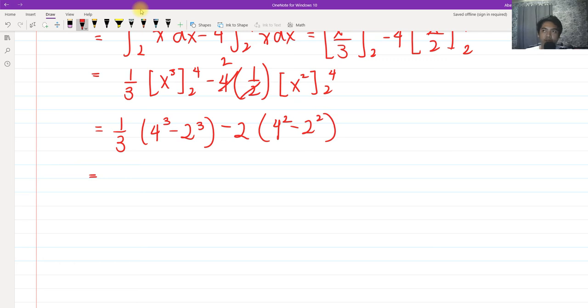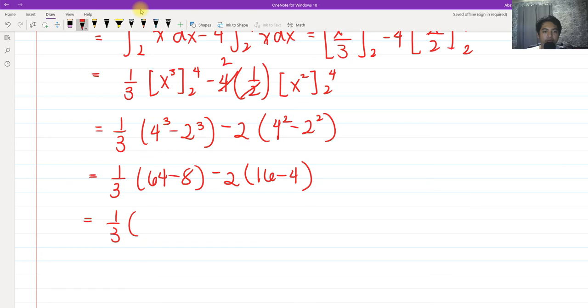So 4 cubed, 4 times 4, 16 times 4 is 64. 64 minus 8 minus 2. 4 squared is 16 minus 4. So 1/3, 64 minus 8, that is 56. Okay, 56. So is it divisible? So minus 2, 16 minus 4 is 12. Okay, so 56 all over 3, is it divisible by 3? So I think it's not.